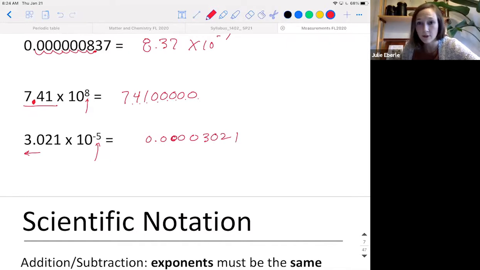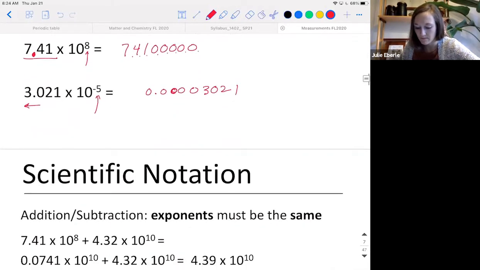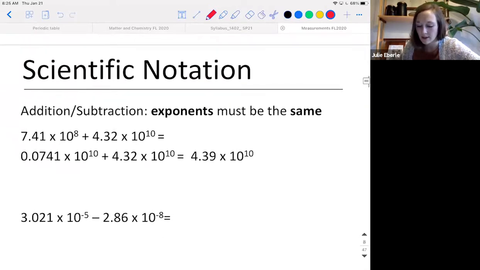If there's any questions on that, let me know. I can review it with anybody at any time. Okay, so that's just going back and forth between standard and scientific notation.